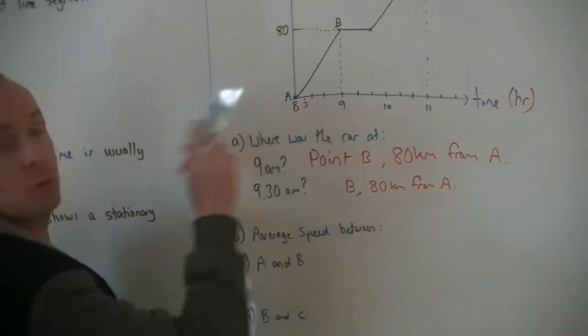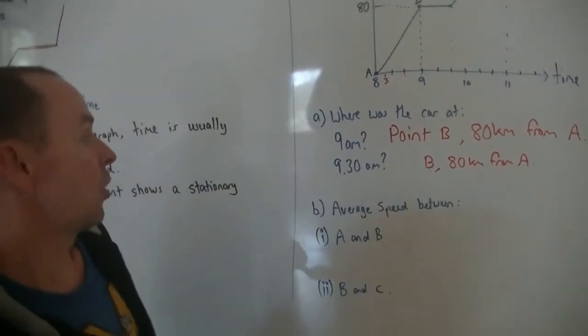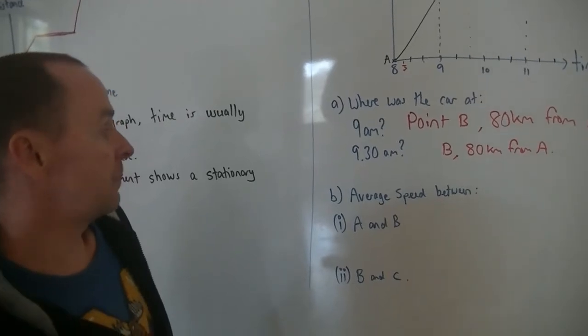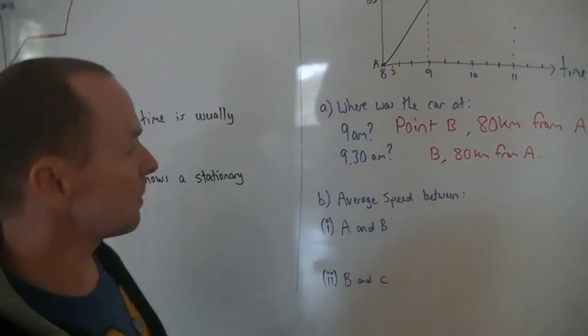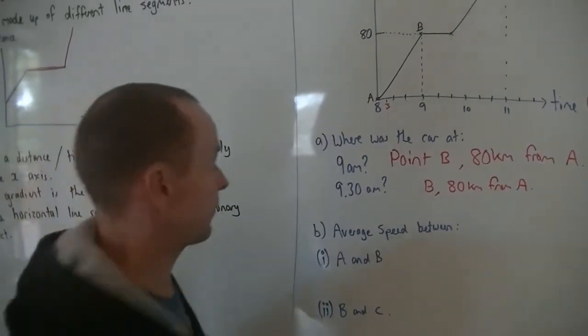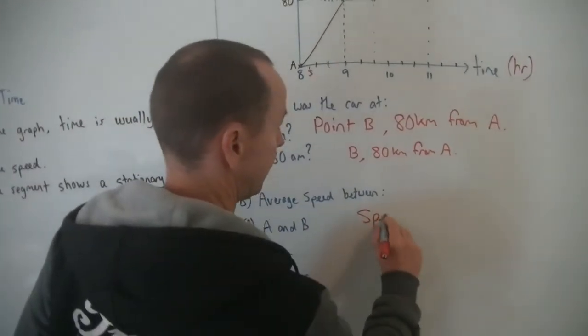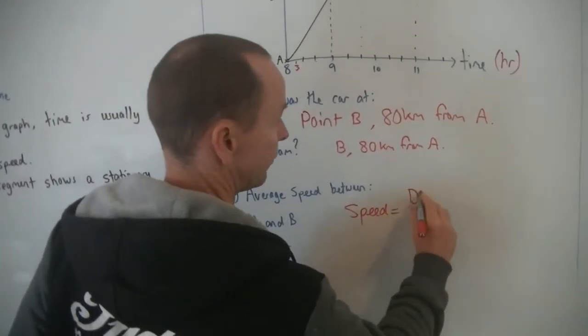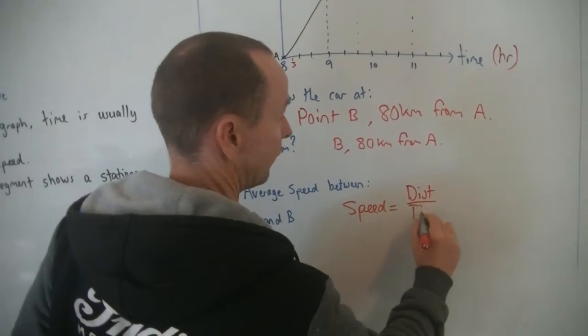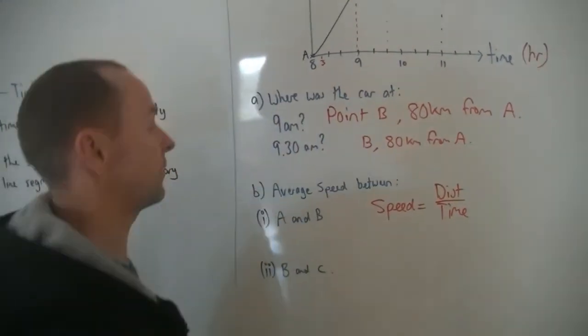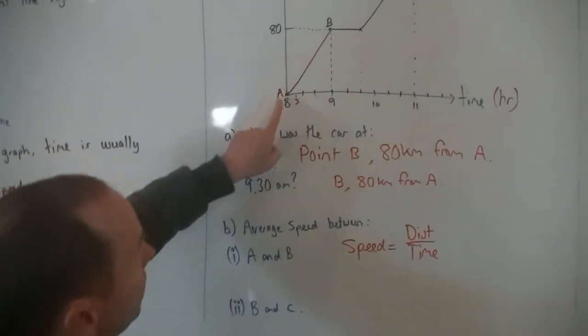So at both of those times we're at the same point. Alright, now average speed between A and B. Remember the average speed, there's a formula for that. Speed is equal to distance over time. Hopefully you've learnt that in previous years. And it's also the gradient of that line.